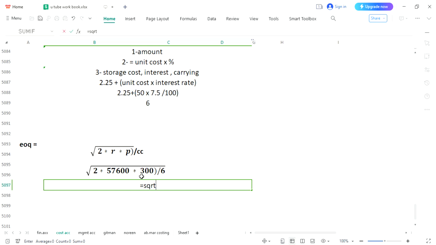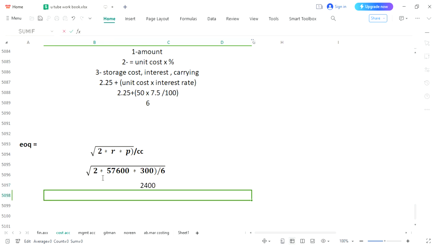So SQRT means square root. For what I am taking the square root: 2 multiplied by 57,600, and then again multiply it with 300, close your bracket and divide it with 6. So in this way you can calculate the square root of all the amounts present over here.